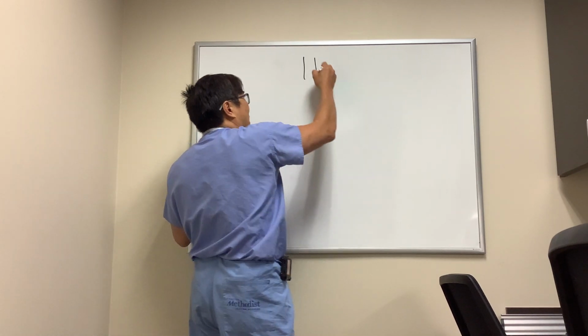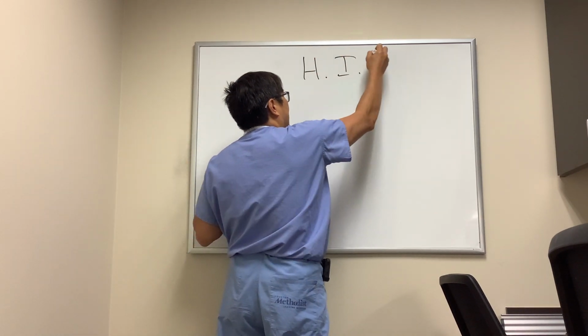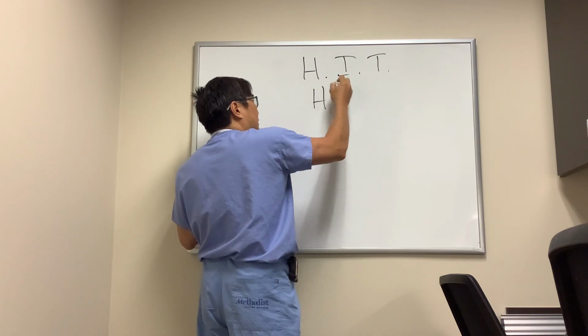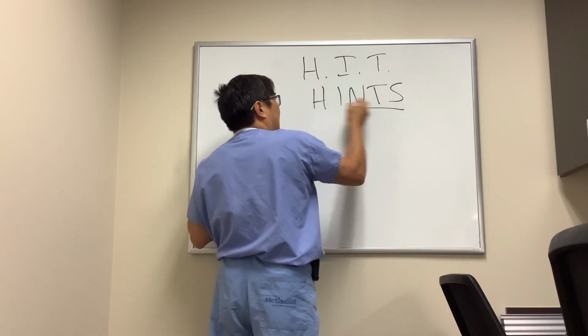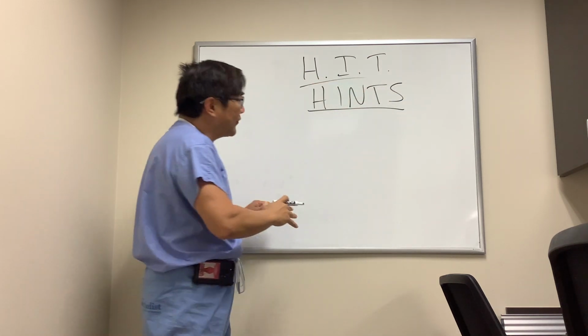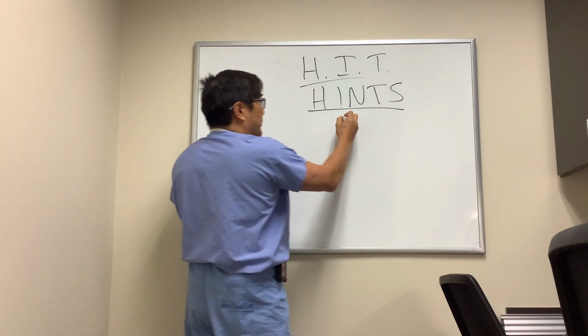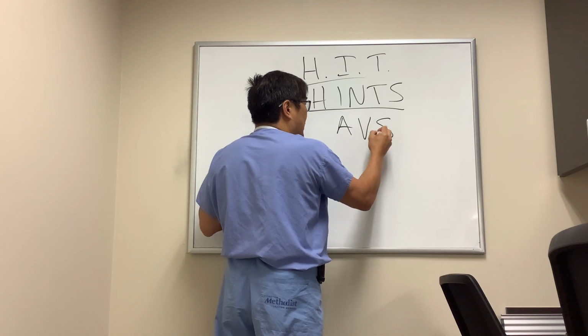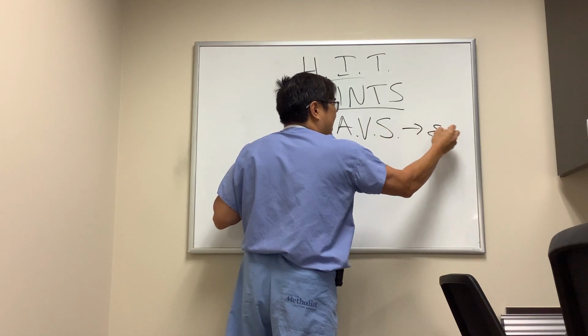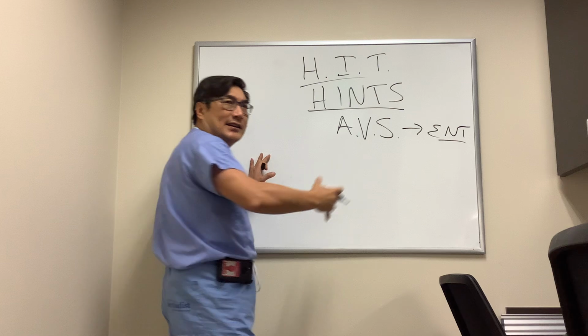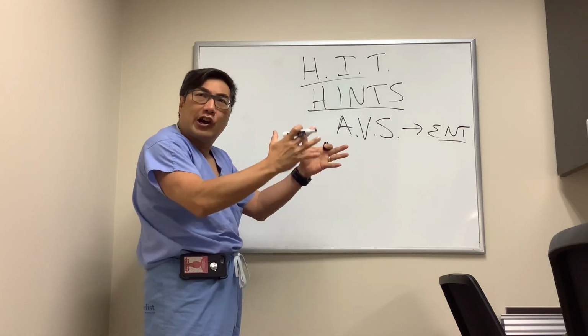So someone wanted to know about the HIT test and the HINTS test. And you need to know about these even if you're an ophthalmologist, because it can mimic acute vestibular syndrome. So the acute vestibular syndromes usually go to ENT because they have nausea and vomiting and they have vertigo.